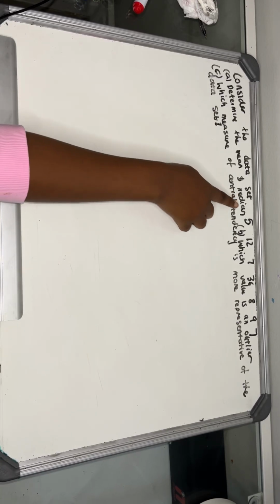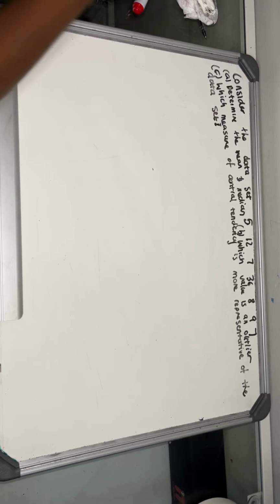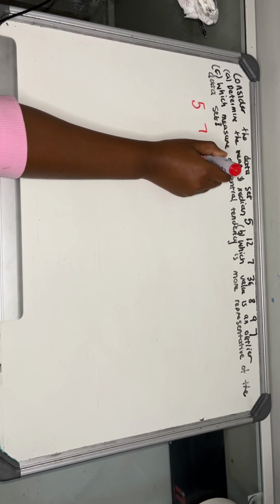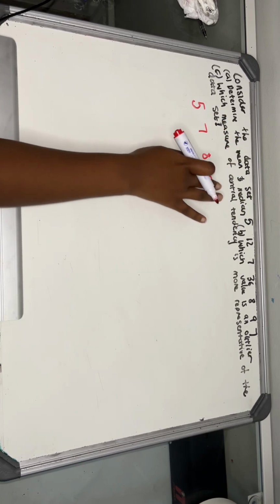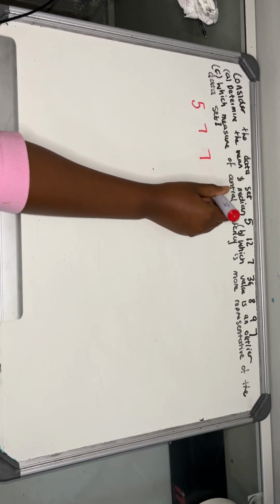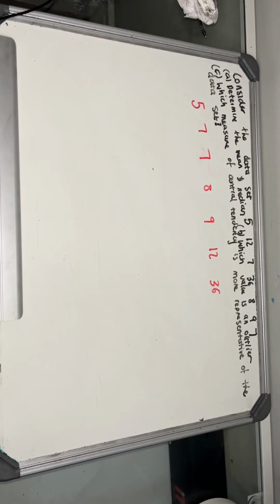Because they're asking us about the median, I would prefer that we write down this data set in ascending order. That will not affect us when we are calculating the mean. So we'll start with 5, then 7, 7, 8, 9, 12, and 36. Now we have written it down in ascending order.